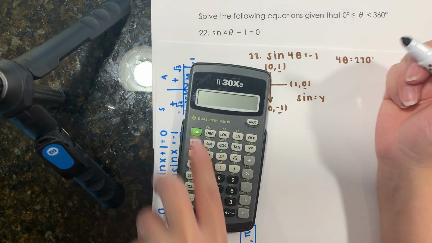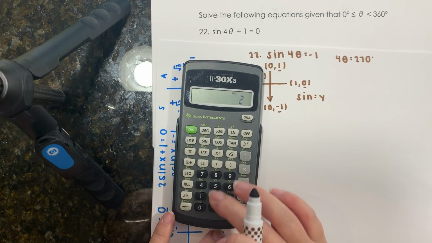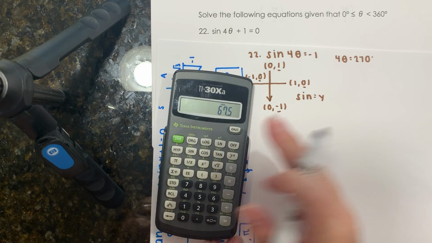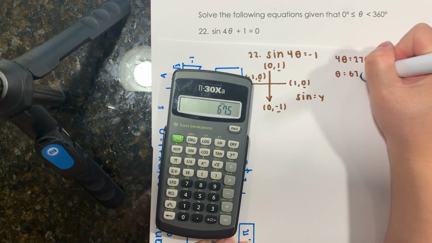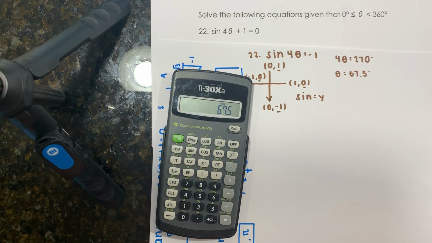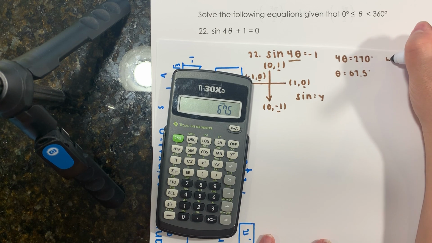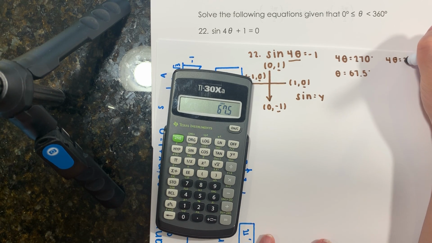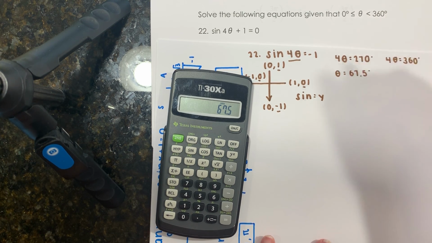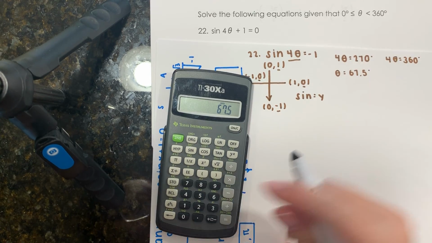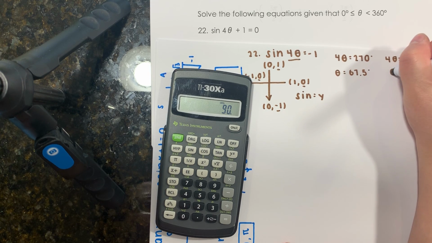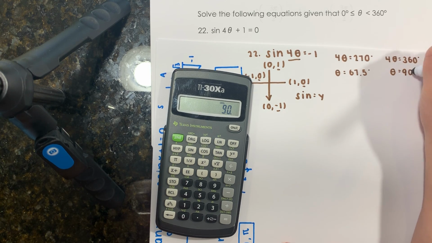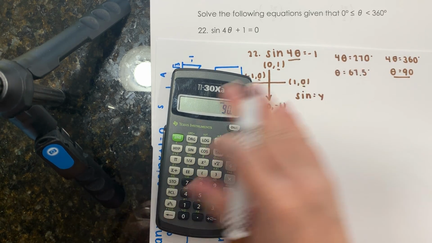So my first answer is going to be 270 divided by 4, giving me my first answer as 67.5. Remember, we have to have 4 answers because of this 4 that's attached to this theta. So I'm going to set 4 theta equal to 360. This will find the difference between this answer and the next answer. So when you divide 360 by 4, you get 90. Now this isn't your answer, but that's what you're going to add to this answer.